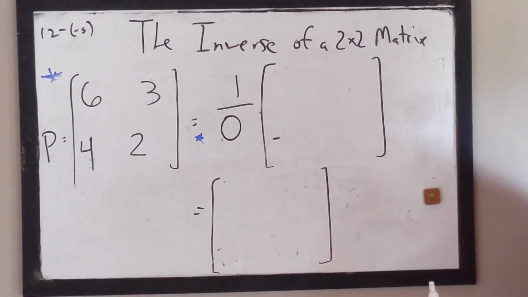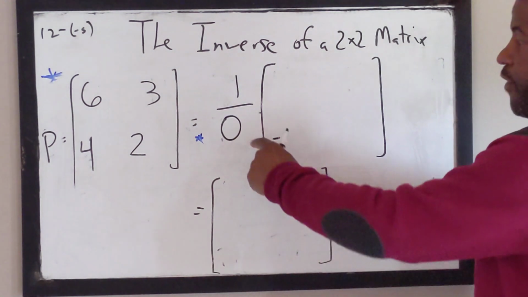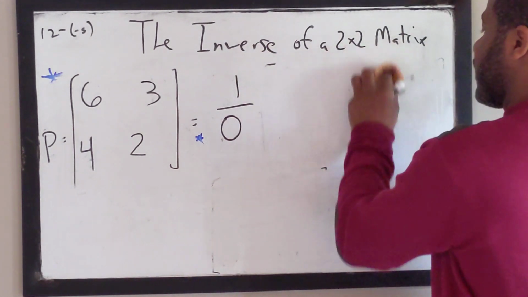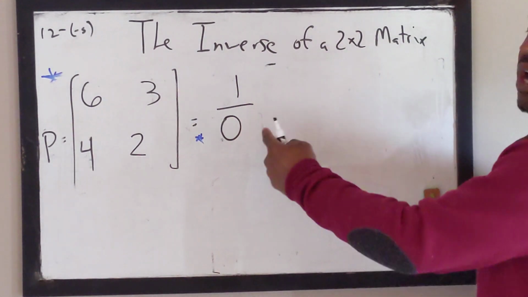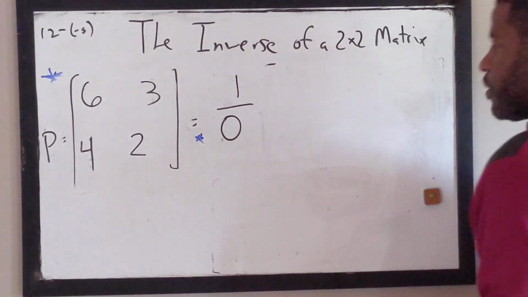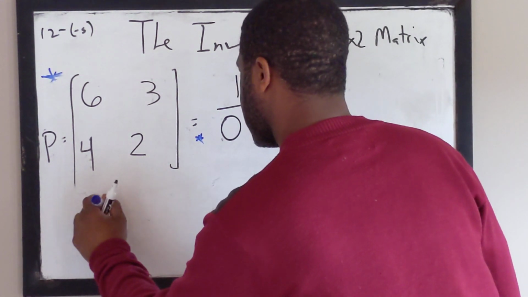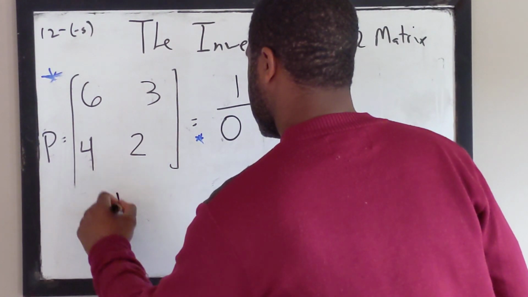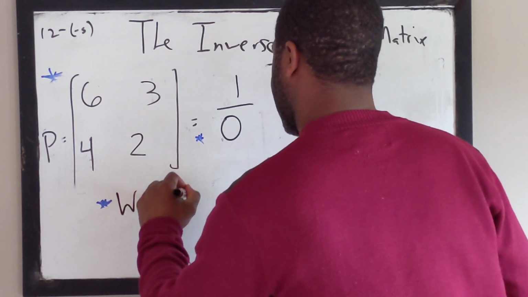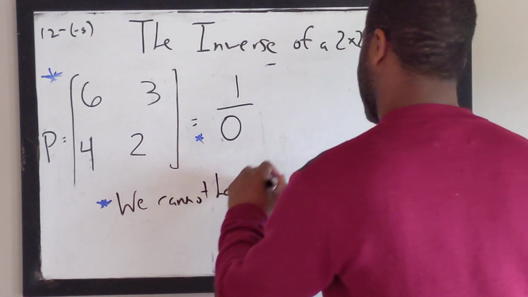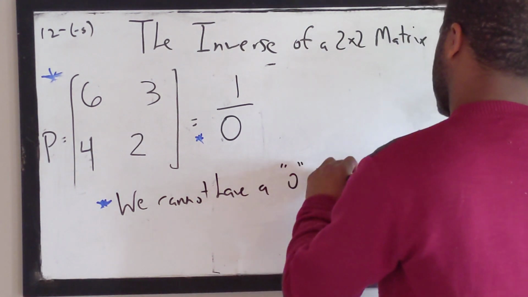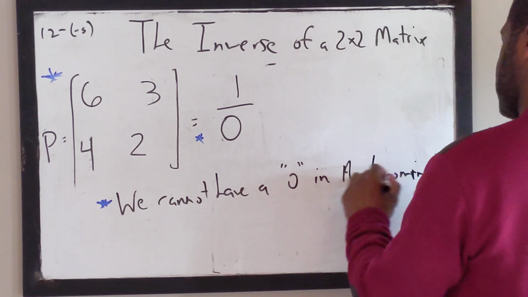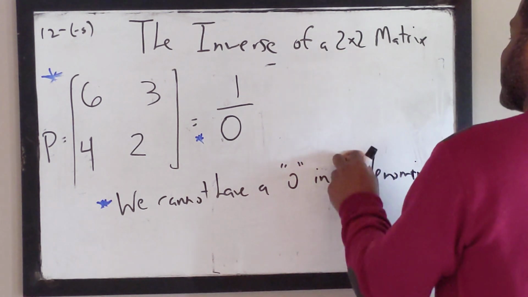Y'all, the determinant is 0. Now, what's one thing that you learned a long time ago? You can never have what? A 0 in the denominator. We can never have a 0 in the denominator, all right? It was called undefined, remember? So now, let's put right here: we cannot have a 0 in the denominator.